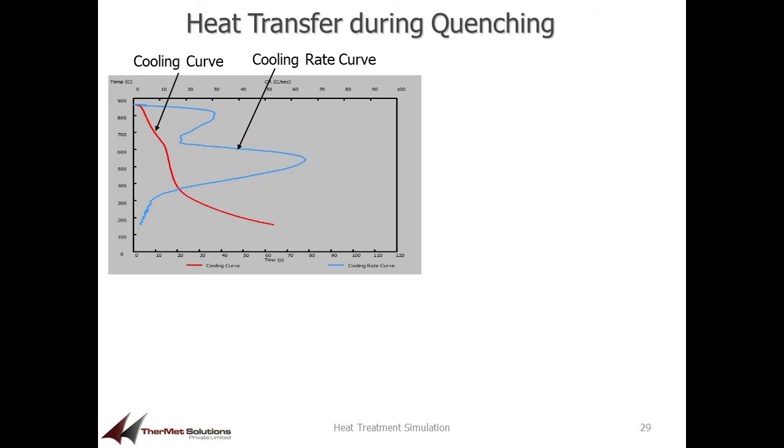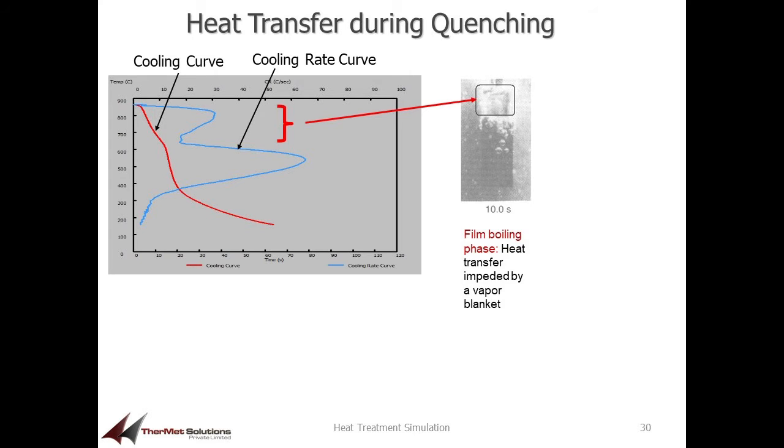Now, this shows cooling curve and the cooling rate curve. The cooling curve is obtained by simple temperature measurements. Austenite transformation depends on the rate of cooling rather than the actual temperature. The next thing is to appreciate that there are three phases of heat transfer during boiling. One is called the film boiling phase, which is at the upper temperature region, say, from the quenching temperature of 850 to 650 degrees centigrade.